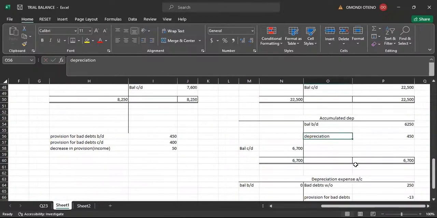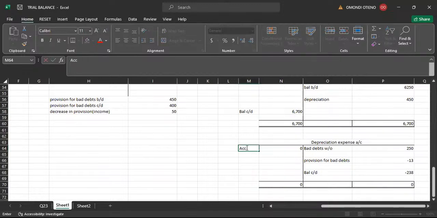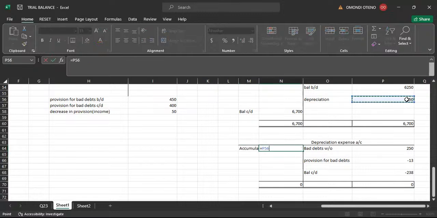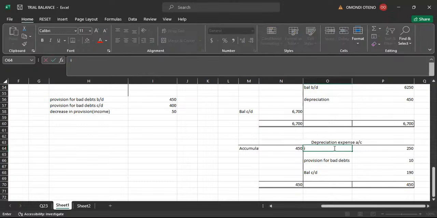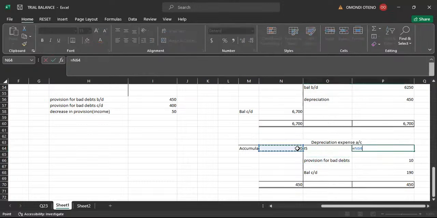Remember, where is it taking me to? Depreciation. So I come to the depreciation account. It does not have a balance brought down or carried down. I basically have it as whatever is coming from the accumulated depreciation account. They are bringing me a figure of 450. To balance this account, I transfer this to profit and loss or income statement, IS. I take it to IS for this account to balance.